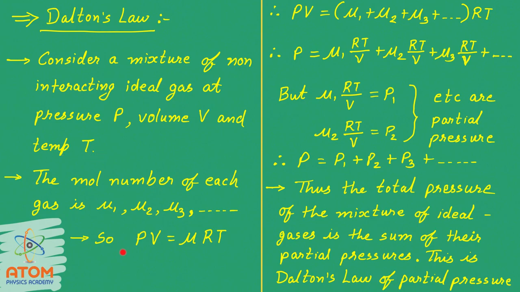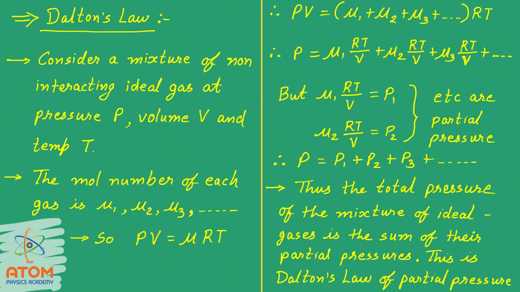So first of all we can apply the ideal gas equation PV is equal to mu RT, where mu is the total mole number. So obviously the total mole number mu will be equal to mu1 plus mu2 plus mu3 up to mu n. So we are getting PV is equal to (mu1 plus mu2 plus mu3 and so on) RT. Now I can divide this equation by capital V and also multiply this RT inside the bracket. So I will get P is equal to mu1 RT upon V plus mu2 RT upon V plus mu3 RT upon V and so on.